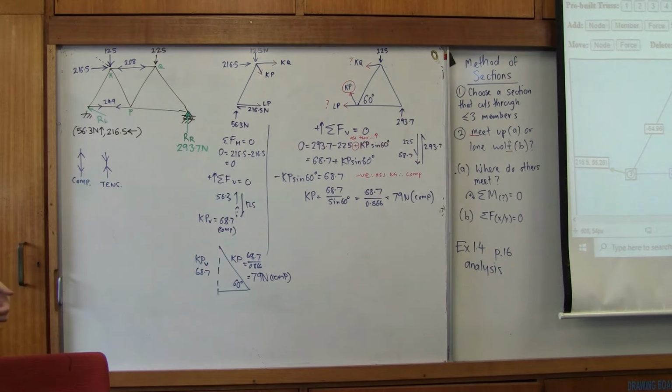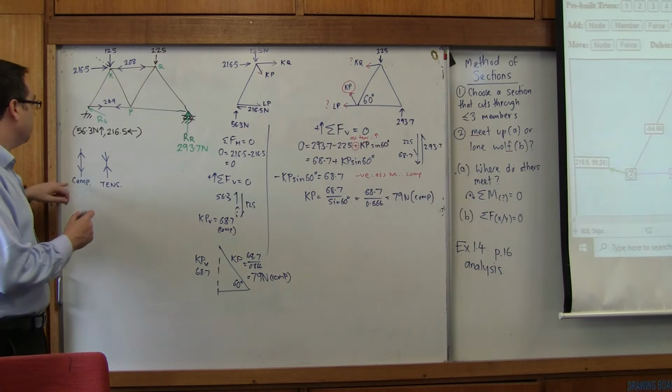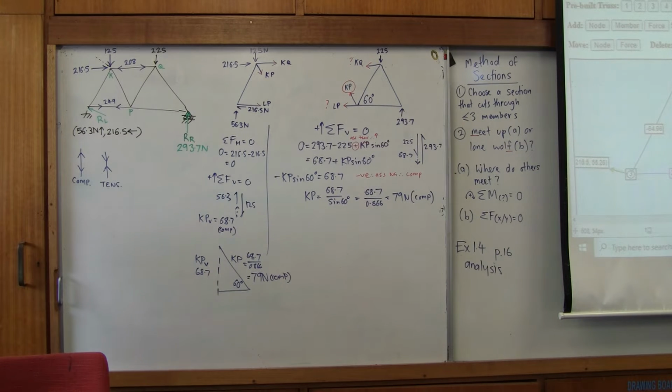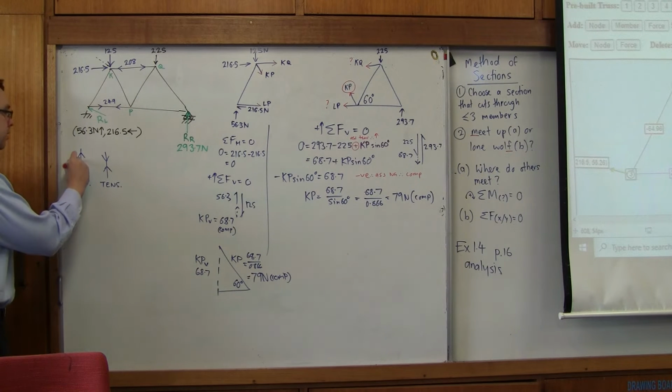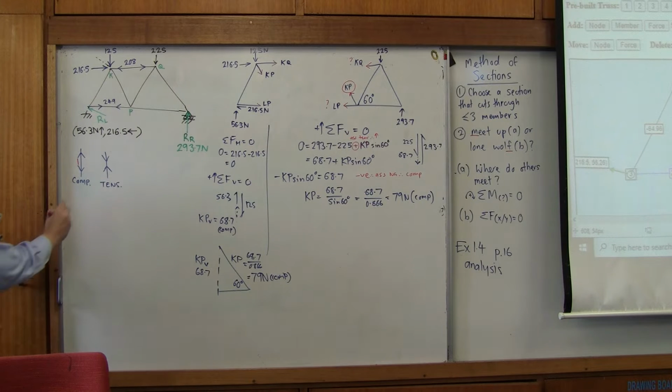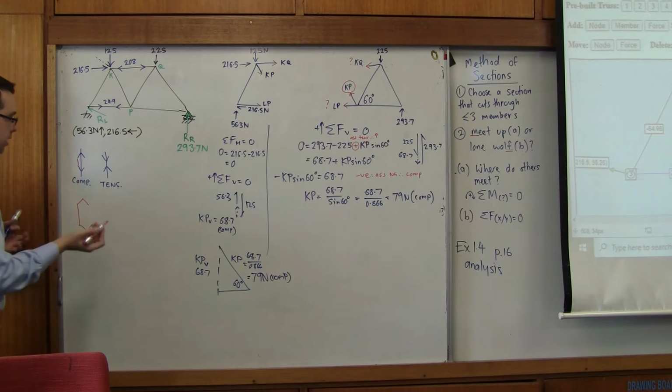Okay, so we've now found out it's in compression. Our symbol for writing compression, to me, looks like the letter C, right? For me, that looks like the letter C. Yeah, it's a bit of a wonky C, but that to me looks like a C.